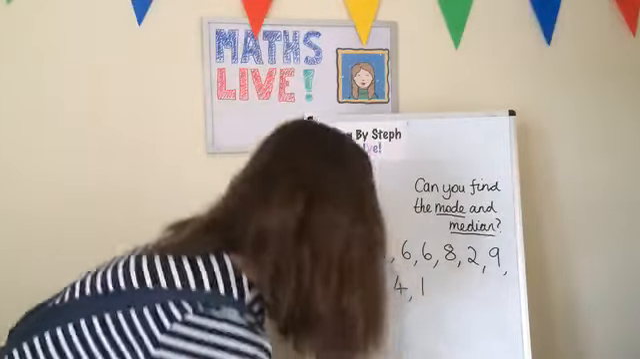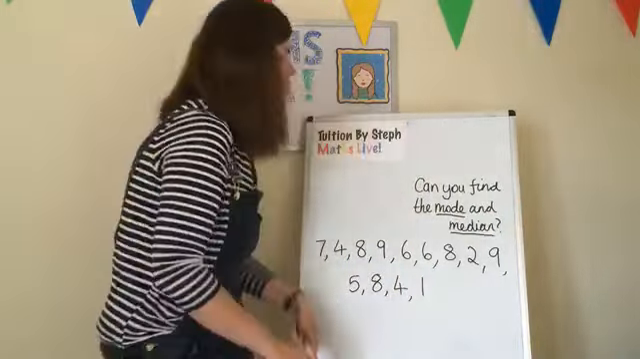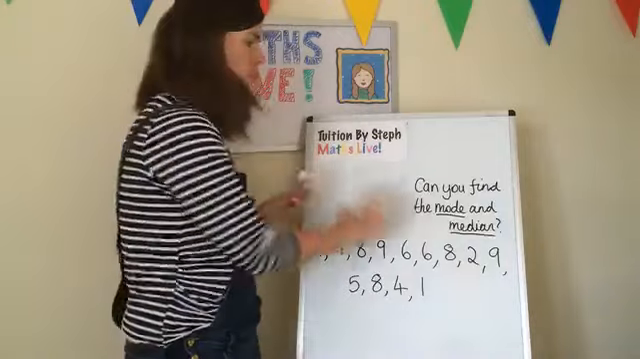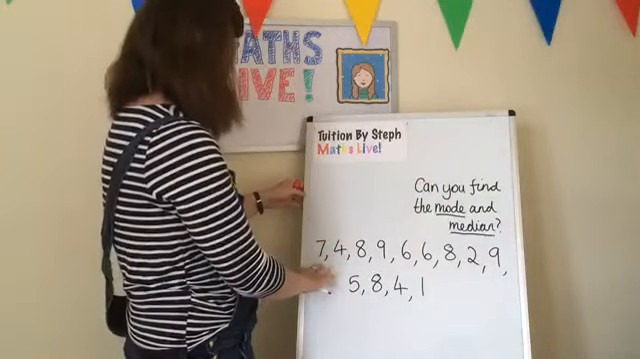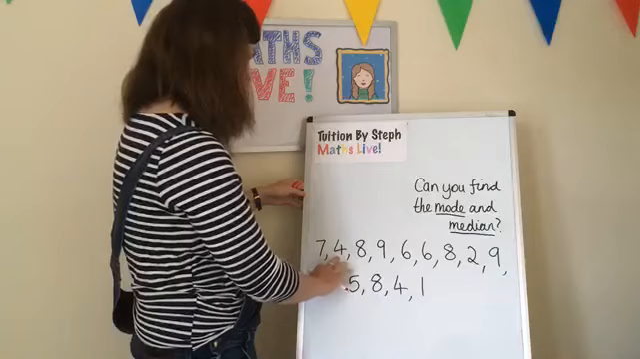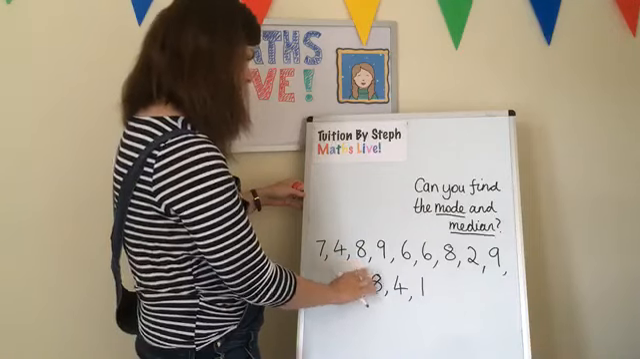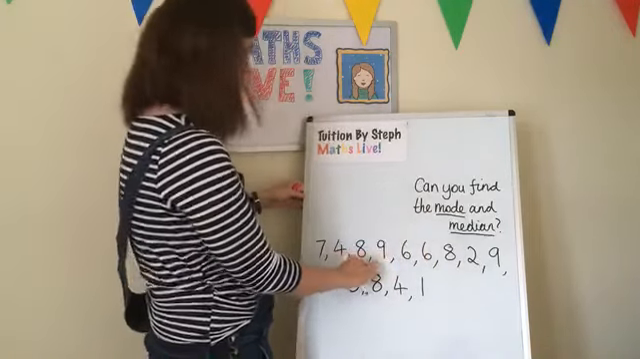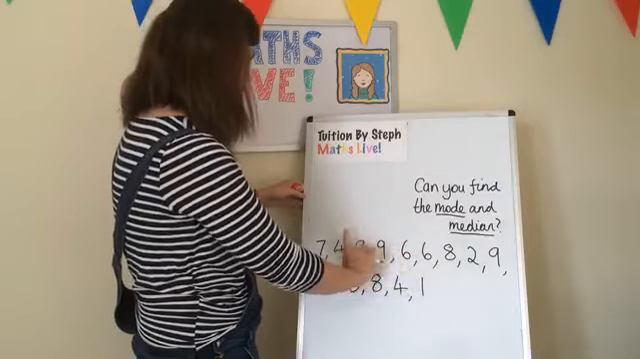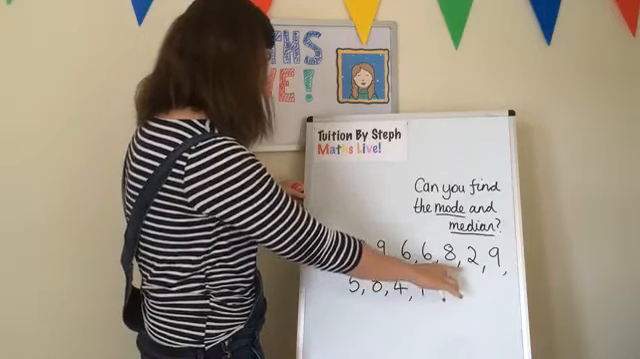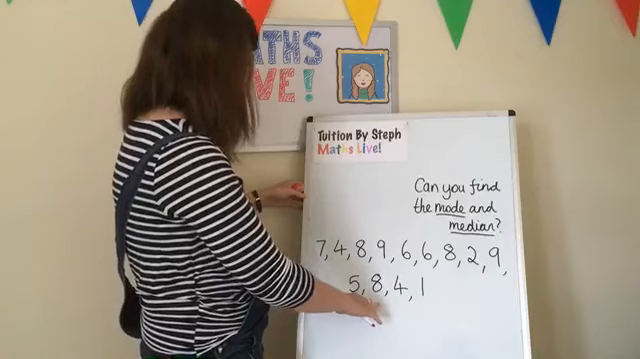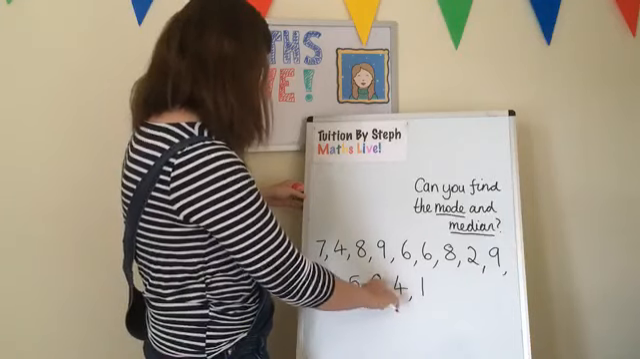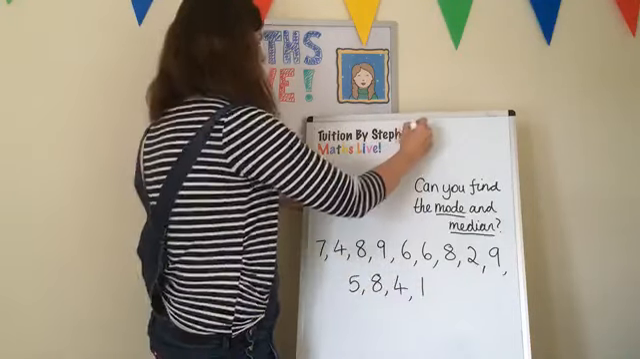Brilliant. So, mode. Mode is the one that occurs the most. We can do the mode without changing anything. So we've got 7 once, 4 twice, 8 three times, that's winning so far, 9 twice but still 8, 6 twice, 2 once, 5, 4. So the mode is 8.